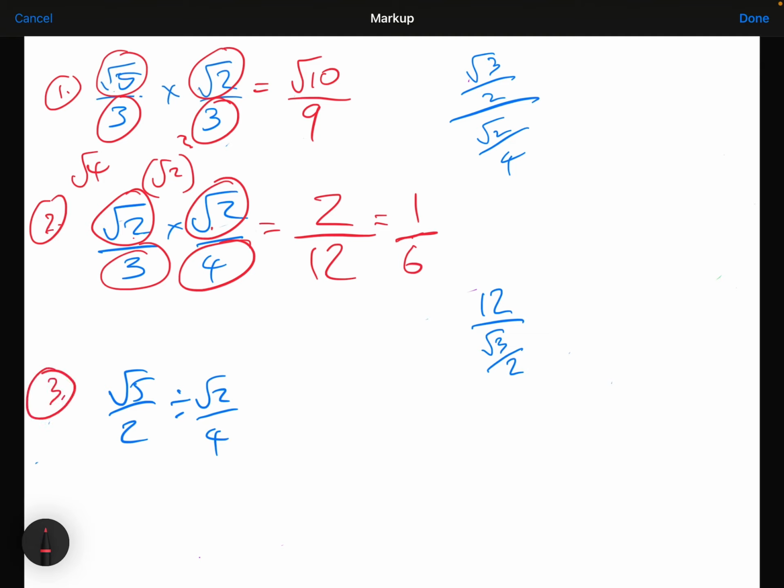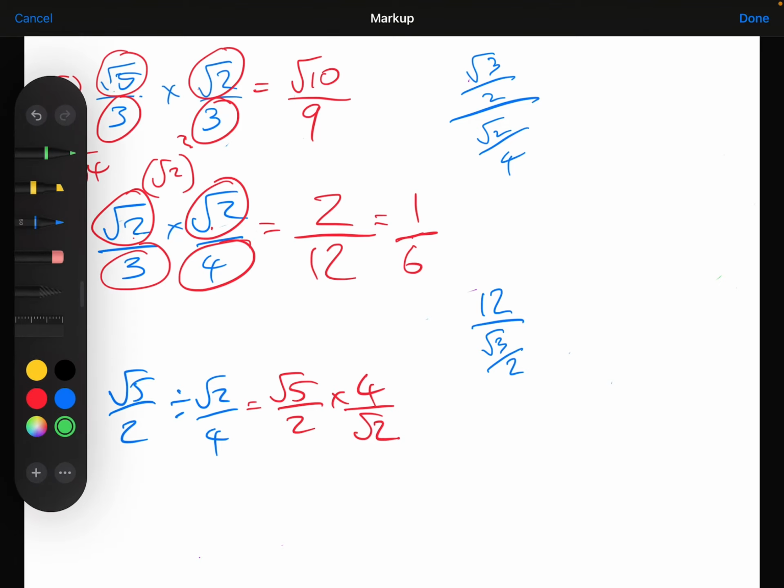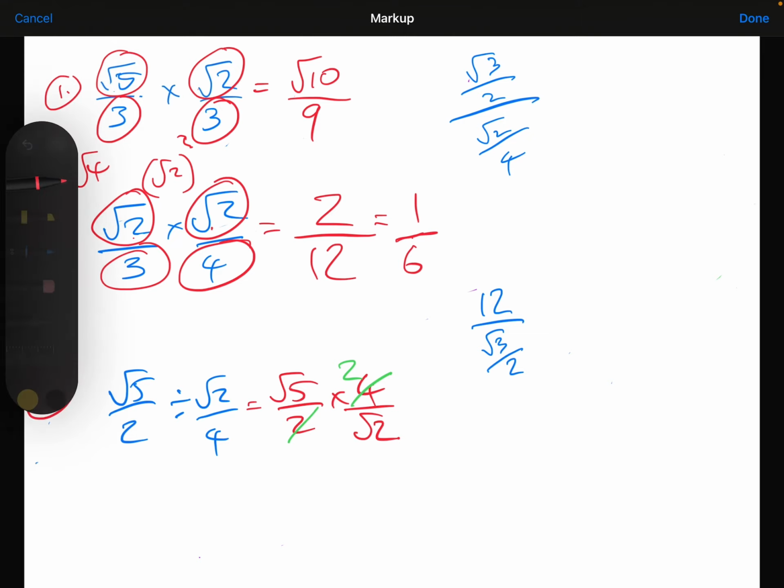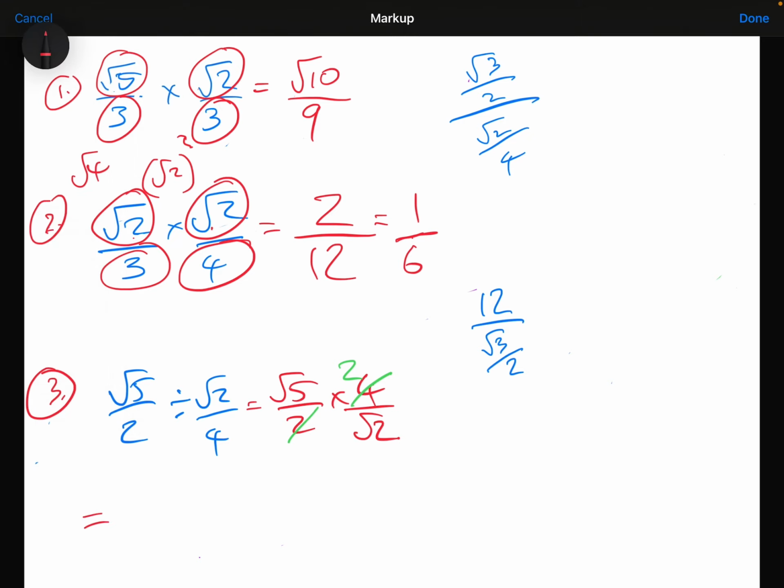Next example, now you can see we are dividing here. So we need to remember that when we divide, that's the same thing as multiplying by the reciprocal. So we're going to multiply by 4 over root 2 instead of root 2 over 4. Now I can see from here that the 2 and the 4 would cancel out to give just the 2 on the numerator. So then I can do some multiplication. So the root 5 times 2 is 2 root 5. And on a denominator, we've just got a root 2 now.